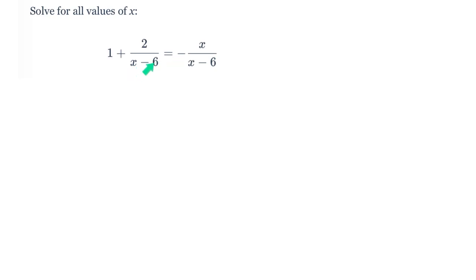Same thing here. We've got x minus 6 here. We'd have to multiply this term also by x minus 6 to get rid of that. But to multiply the entire side by x minus 6, it's really like a distribution. You have to multiply this term and that term by that. So I'll show you what we mean here.